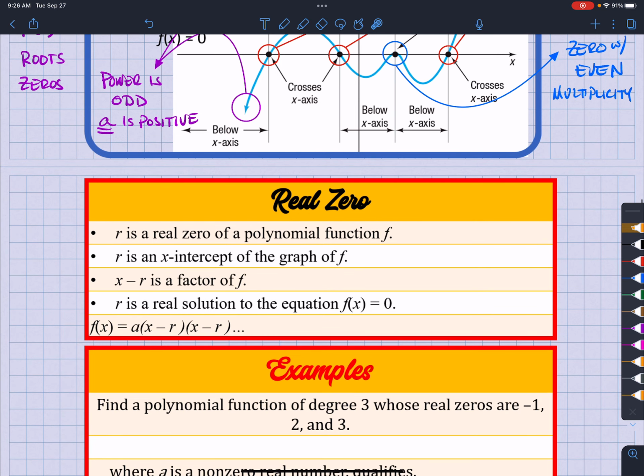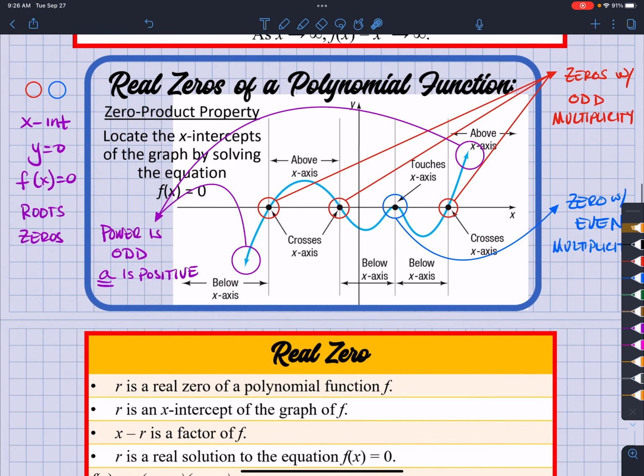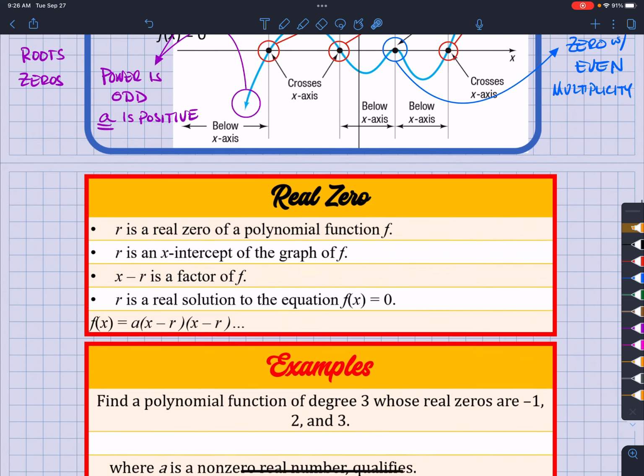So these are the things that I just talked about, real zeros, right? That the x is, it's the x-intercept, and if it's r, then x minus r is a factor, right? So for example here, let's continue on.